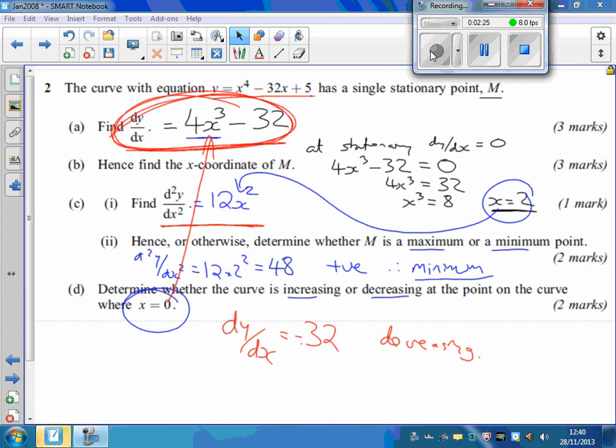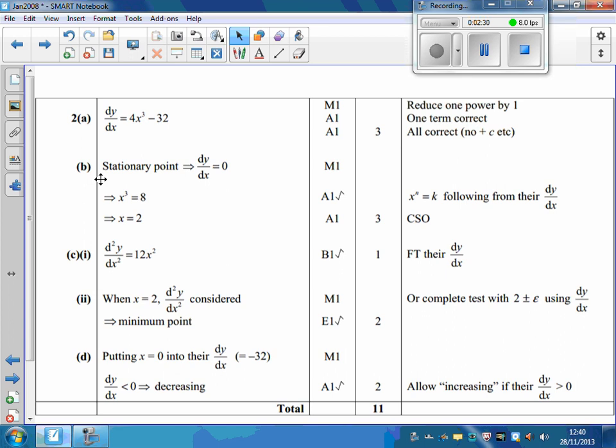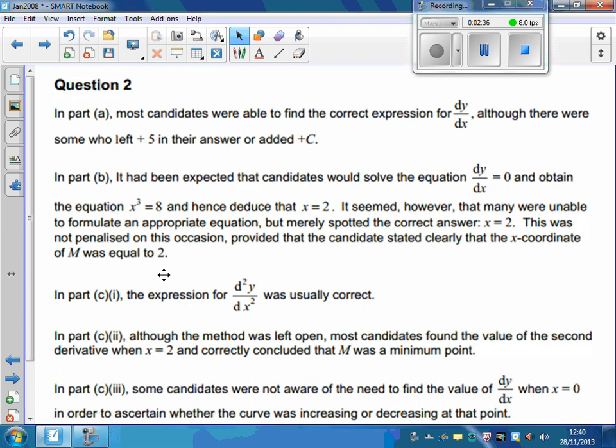Pretty quick question, that. Here is the mark scheme for all of those bits there. And here is the examiner's report. So most people were pretty good at that one.